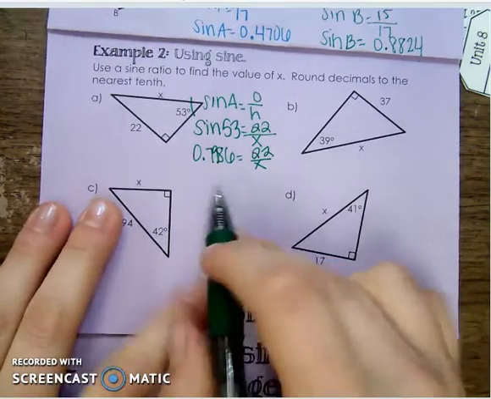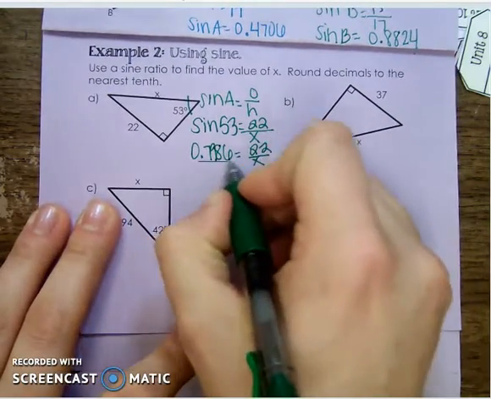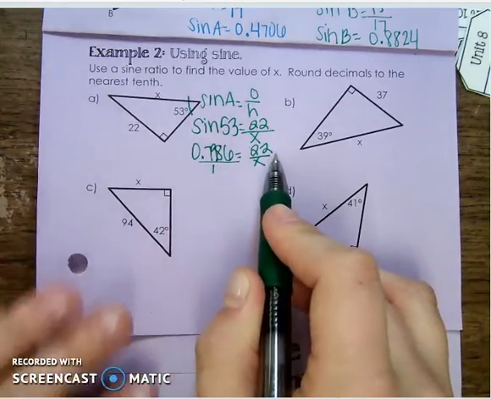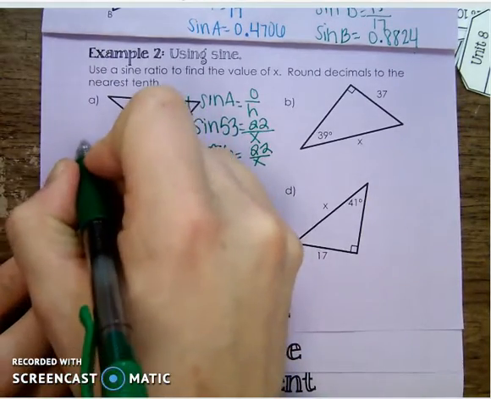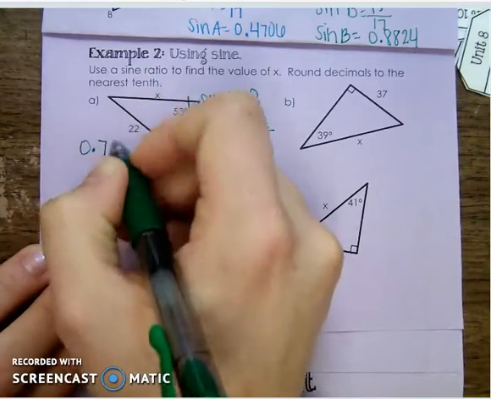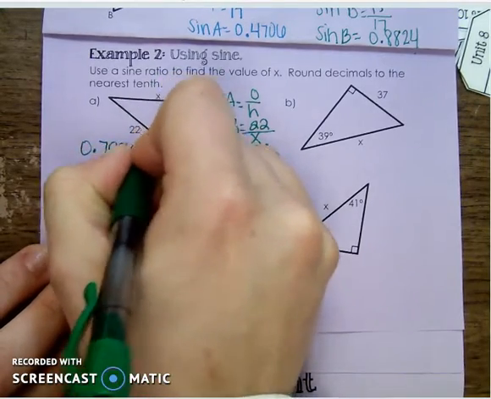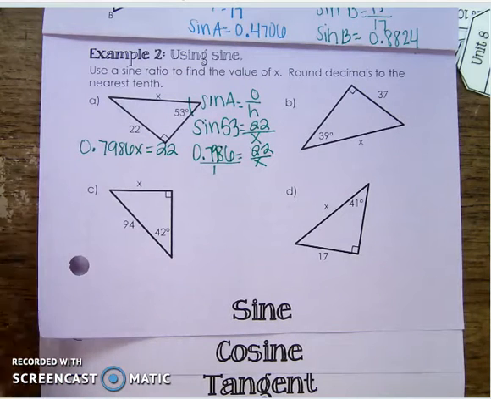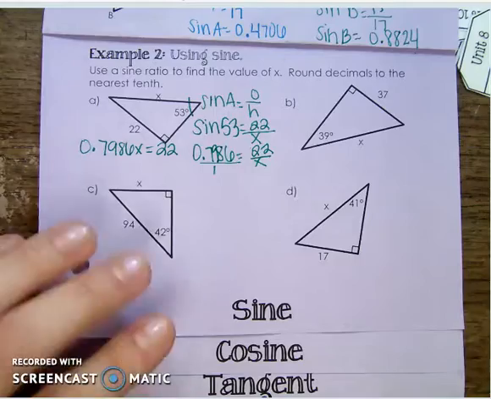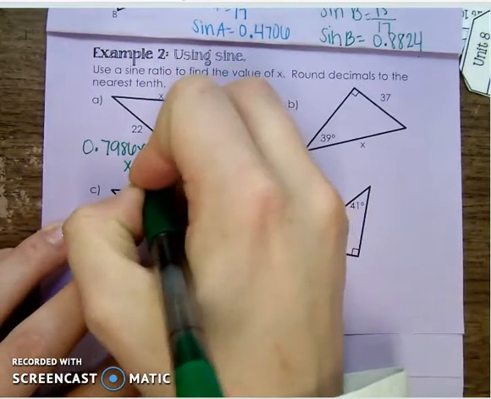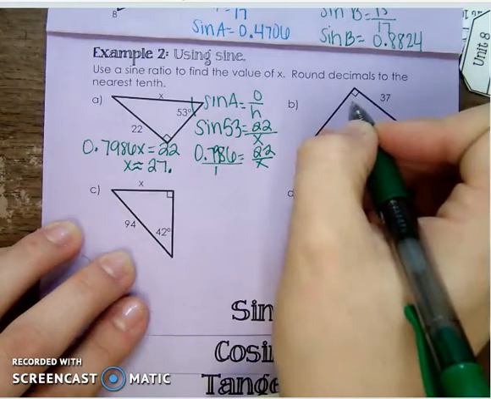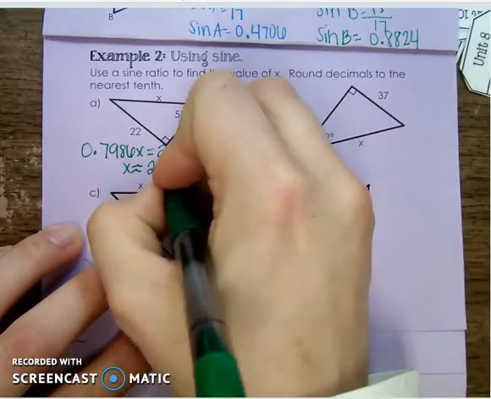All right, now I'm going to solve. This is just like a proportion. This is technically over 1. Cross multiply, and then we'll divide. 0.7986x equals 22. Take 22 and divide it by 0.7986. x equals about 27.5, rounded to the nearest tenth.